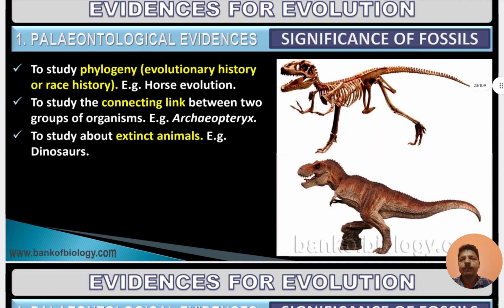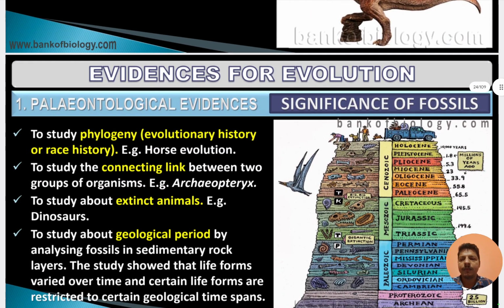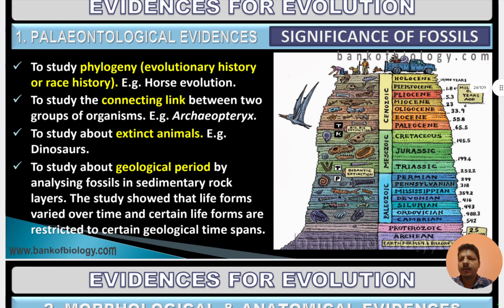Then here we study extinct animals, for example dinosaurs. Then you can see the study of geological periods by analyzing fossils in sedimentary rock layers. The study shows that life forms varied over time and certain life forms are restricted to a certain geological time span.